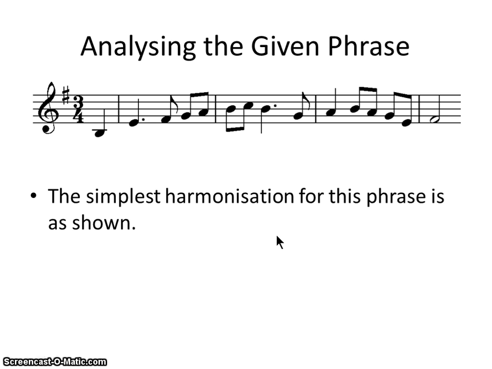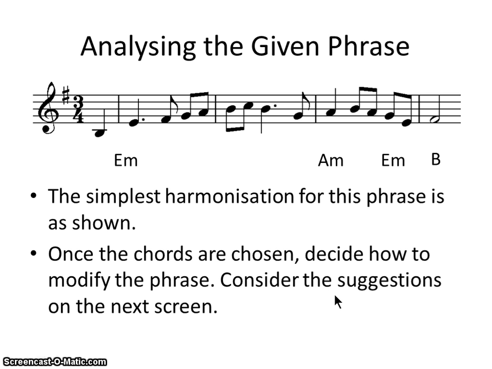The simplest harmonization for this phrase is as shown. An E minor chord to harmonize all of the first two bars, an A minor chord, which is chord 4, to harmonize the A's, and the B is an auxiliary note, another E minor chord for these two note quavers here, and a B chord for the F sharp, which gives us an imperfect cadence at the end of the phrase, 1 to 5.